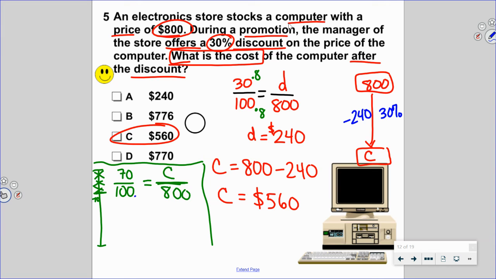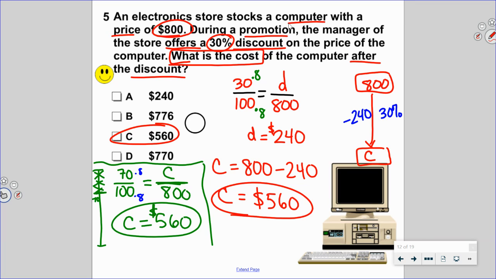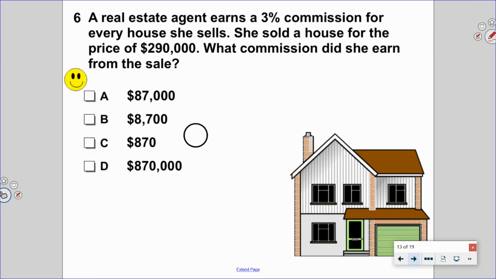Check it out. 100 times 8, 70 times 8. Cost is equal to 70 times 8, or look at that. Slightly more efficient, but the same answer. You may choose either method if it's giving you a discount and asking for the final cost. All right, let's wrap up one more problem, ladies and gents.